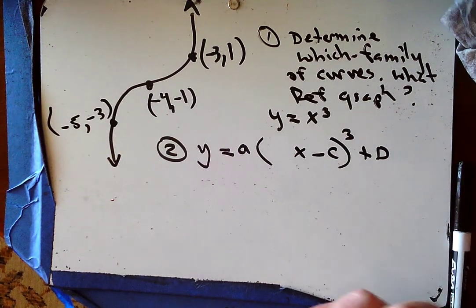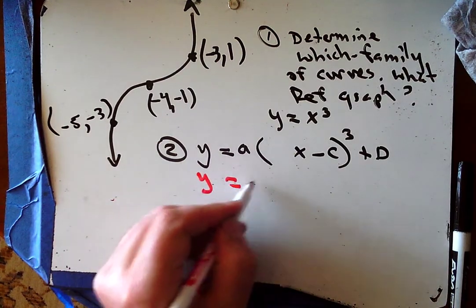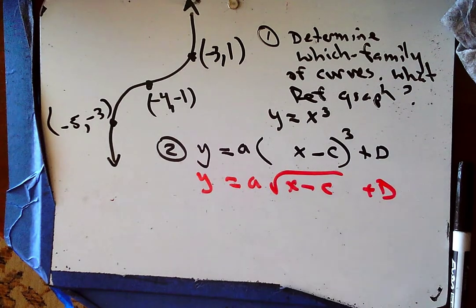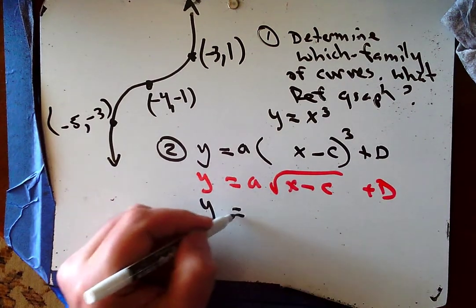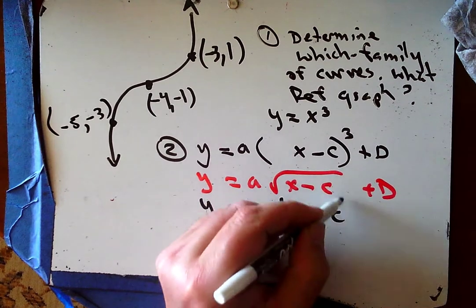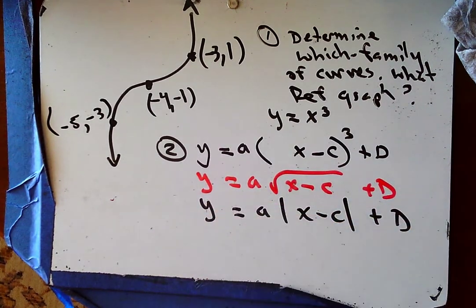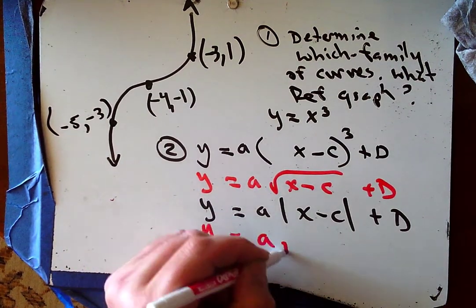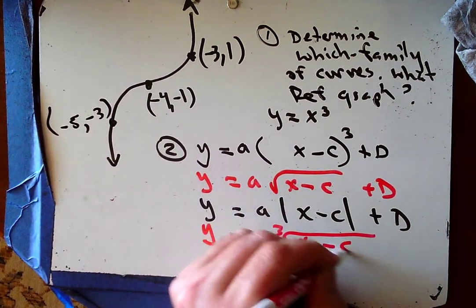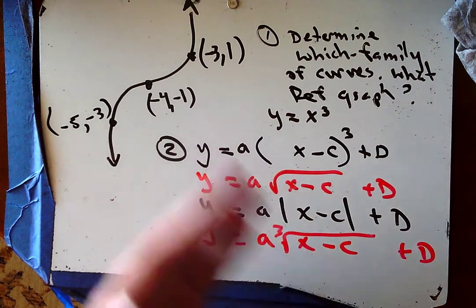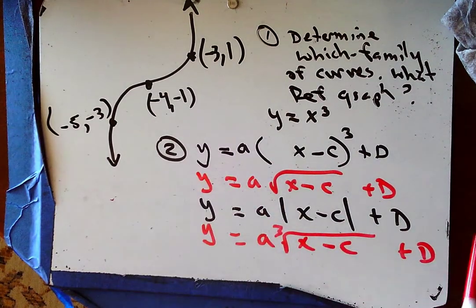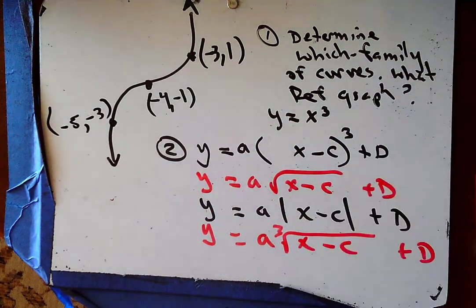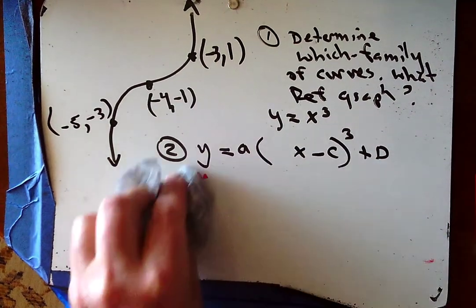Now, if we had thought this was a square root, then I would have y equals a square root x minus c plus d. And if we had thought this was absolute value, I'd have y equals a absolute x minus c plus d. And if we had thought this was cube root, y equals a cube root x minus c plus d. So I'm going to use that same format, that same pattern, once I identify which family of curves I'm looking at.